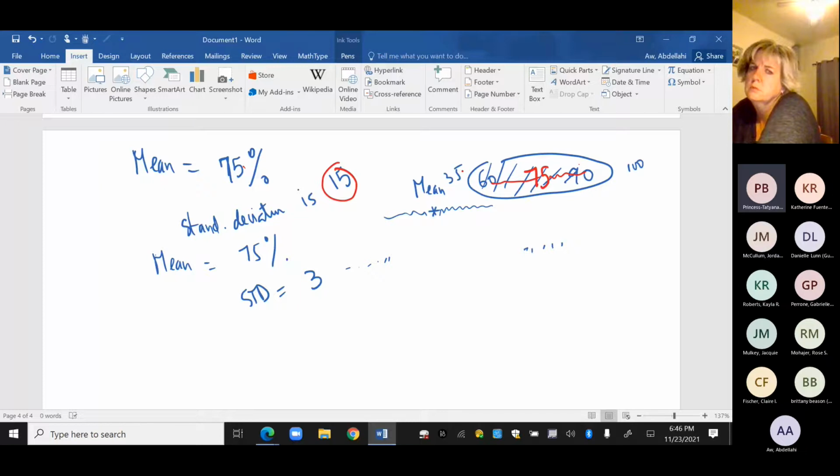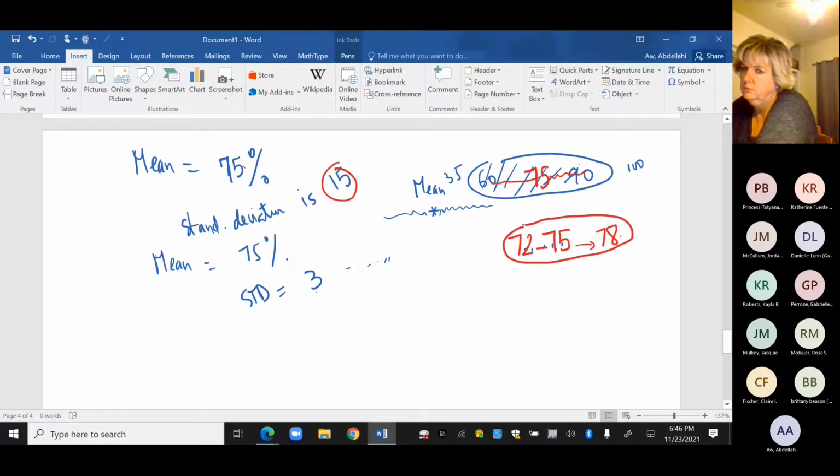Okay. So now, if I have another class with the same mean, they did the same test, where the average of the test is 75, right? But now the standard deviation is only 3. The big chunk of the grades will be expected between what and what? 72 and 78. Thank you very much. 72 to 78, because 75 plus 3 is 78, and 75 minus 3 is 72.